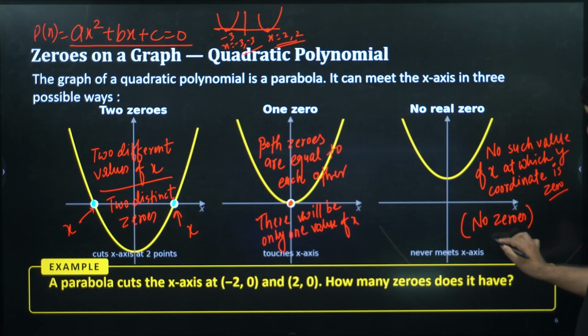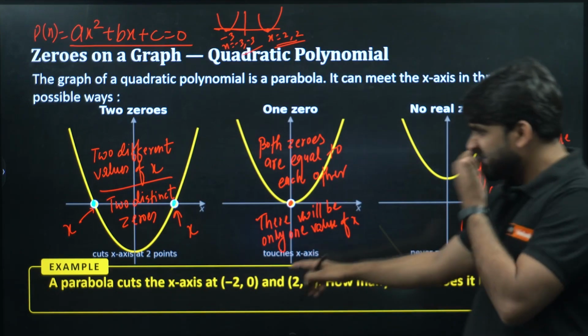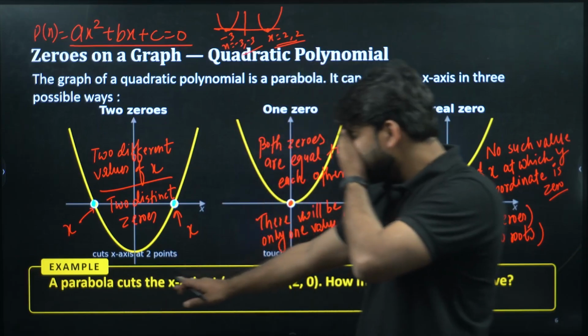There will be no zeros. We can say no roots. No roots will be there. It never meets the x-axis, or touches the x-axis, exactly. So a parabola cuts the x-axis at this.